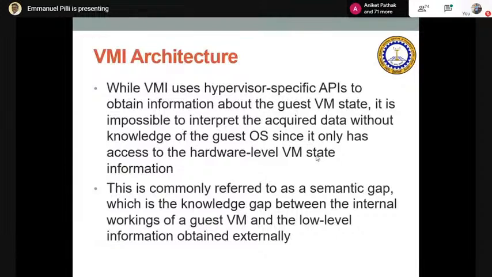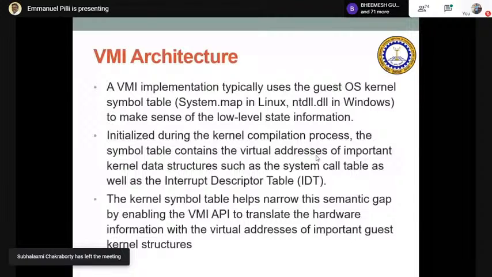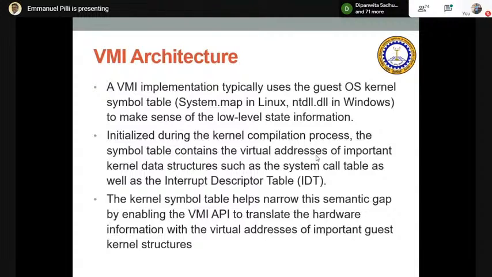So this is commonly referred to as a semantic gap, which is the knowledge gap between the internal working of the guest VM and the low-level information created externally. So the VMI implementation uses the guest OS kernel symbol table, the System.map in Linux and ntdll.dll in Windows OS, to make sense of the low-level state information, and it is initialized during the kernel compilation process. The symbol table contains virtual addresses of important kernel data structures such as the system call table, as well as the interrupt descriptor table.